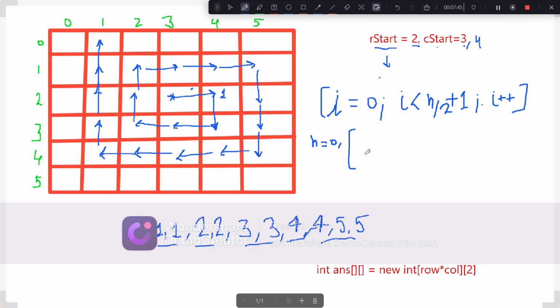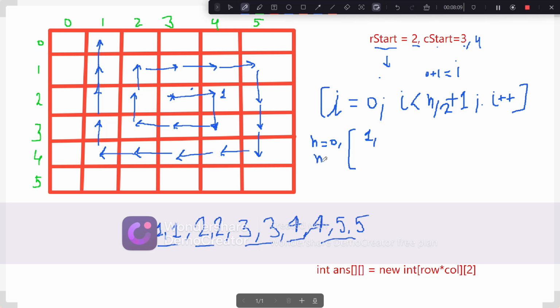So for n equal to 0, it would execute one time, because i equal to 0 and this n/2 plus 1, basically it would be 0 plus 1, okay? So this would be 1 only, okay? So it would run only one time, right? Because i equal to 0, it would print this i. So how many times? It will run one time, okay?